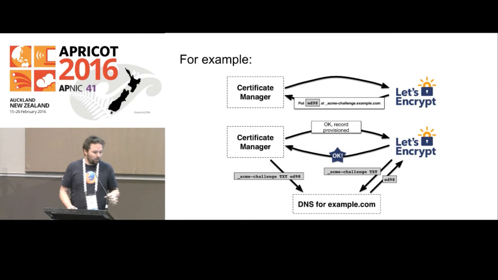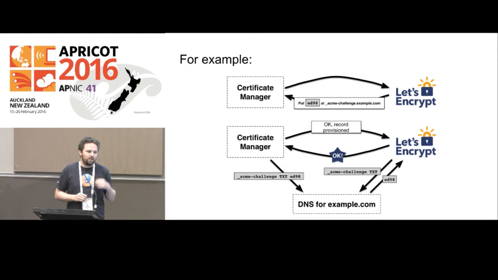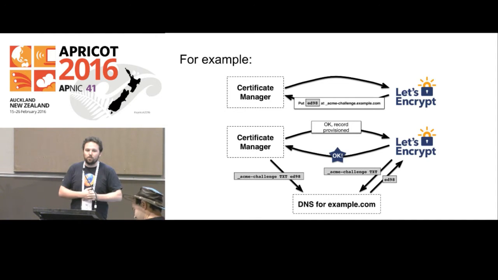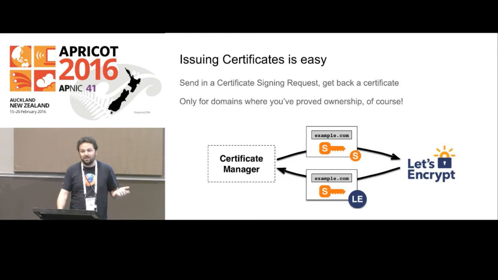So here it is in a bit more detail. Let's say we're using DNS. You talk to Let's Encrypt and you say, hey, I want example.com. And it says, okay, then put this fingerprint in a DNS record. Let's Encrypt then checks that DNS record and then says, hey, I've managed to observe that you've put the record in place. You can now ask me for certificates. So fairly straightforward, but it's not something that was standardized in the past. And so having it standardized now makes it really easy to get a certificate.